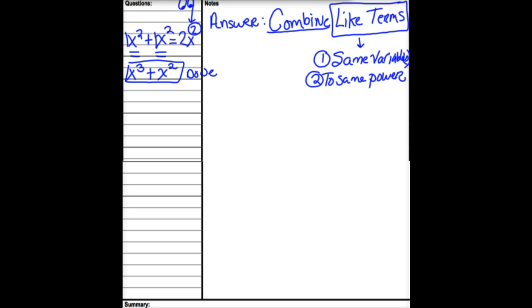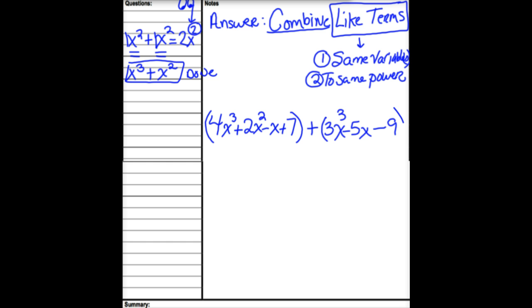I'm going to have you add 4x cubed plus 2x squared minus x plus 7. That's my first polynomial. And we're going to add to it another one. And that one's going to be 3x cubed minus 5x minus 9. So I've got two polynomials that I'm going to add together.